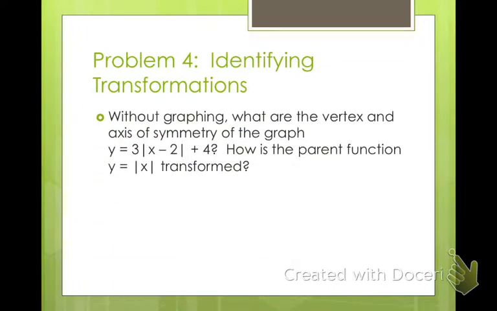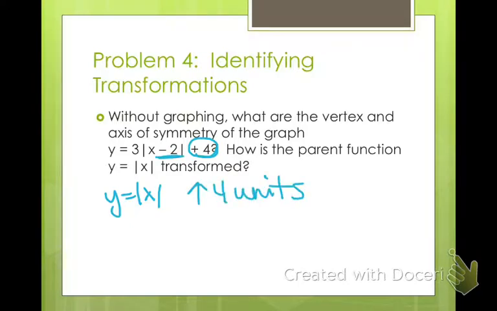So without graphing, what are the vertex and axis of symmetry of the graph, and how is it related to the parent function? So we're going to look at each part. So what is this 4 going to do? So from our parent function, remember our parent function was y equals absolute value of x, it's translated up 4 units.